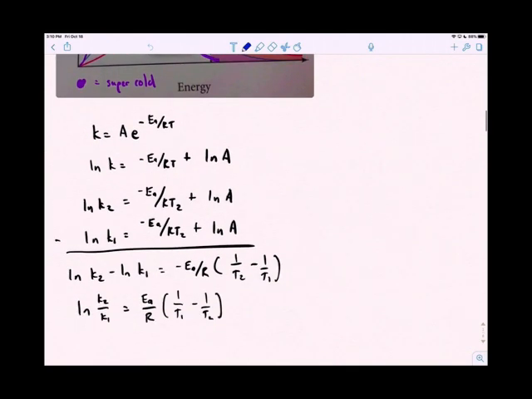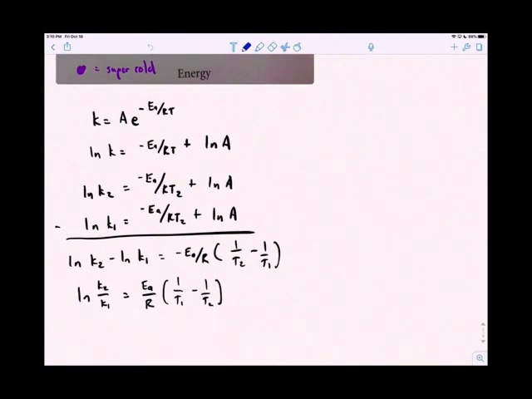And what good is something without a two-point formula? We saw this with the Clausius-Clapeyron equation. If you have k equals A e to the minus Ea over RT, you can take the natural log of that. You get ln k equals minus Ea over RT plus ln A. So you can take two of them, k2 minus k1, and then you get this equation here: ln(k2 over k1) equals the activation energy over R, times (1 over T1 minus 1 over T2).